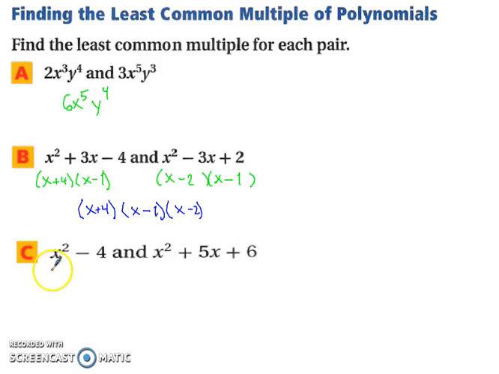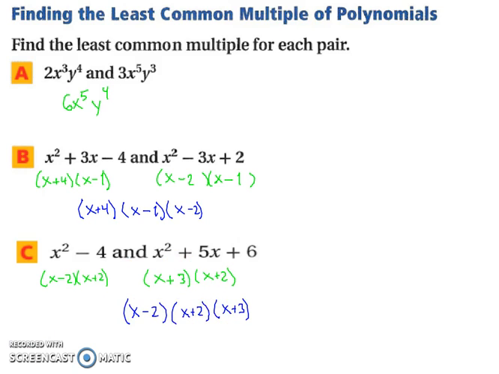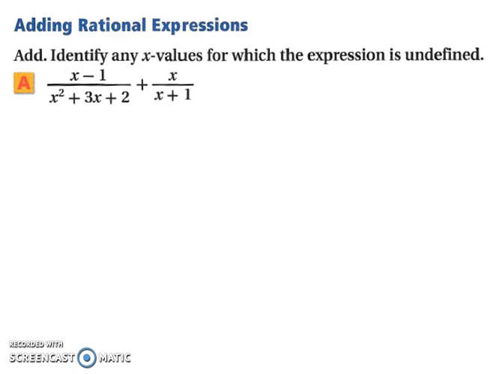Take a moment and pause the video and try C. When you return to the video, the answer will be revealed below. And there you have it. So now let's put this to good use. This helps us when adding rational expressions. So, when our denominators are not the same, we need to make them the same.